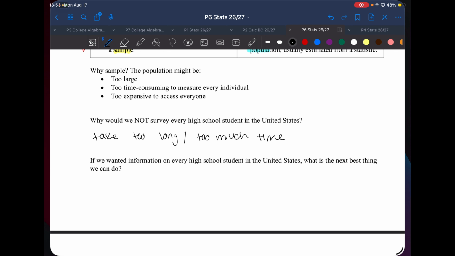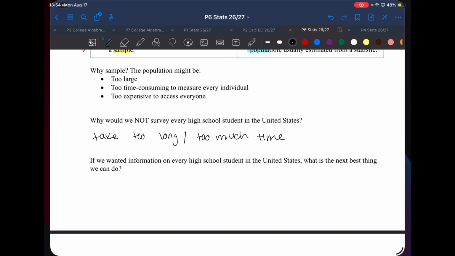So it says, if we wanted information on every high school student in the U.S., what is the next best thing that we could do? Instead of every U.S. high school student, we could do what? Like only one state? Every high school in that one state? One high school in every state?